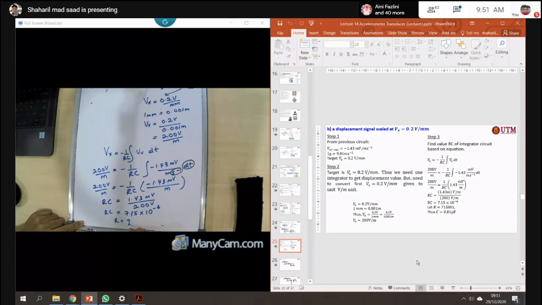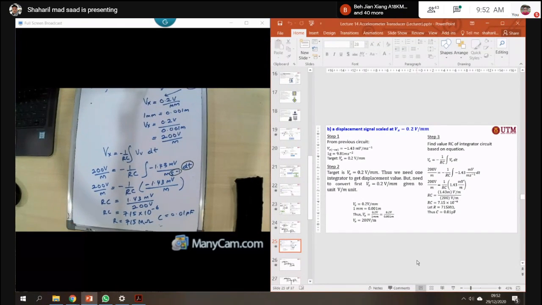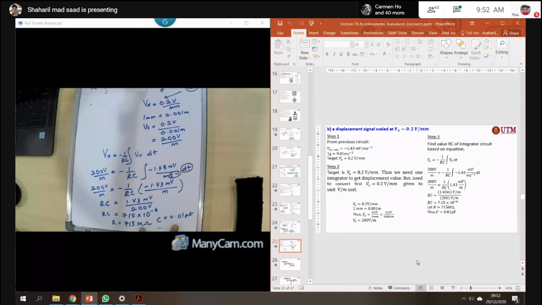For example, 751 mega ohm, and then for the C you can choose 0.01 picofarad. So any value that you can choose. However, the value for R times the value of C needs to be equal to this value, 7.15 times 10 power of minus 6.